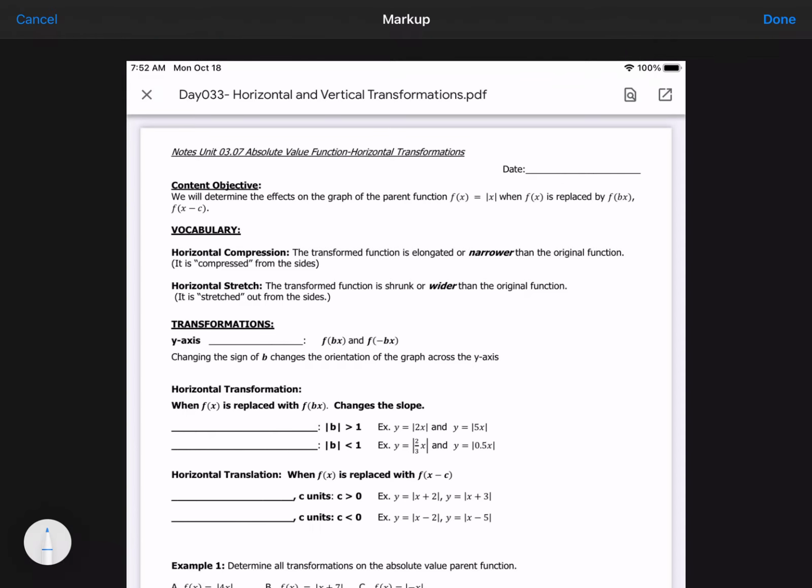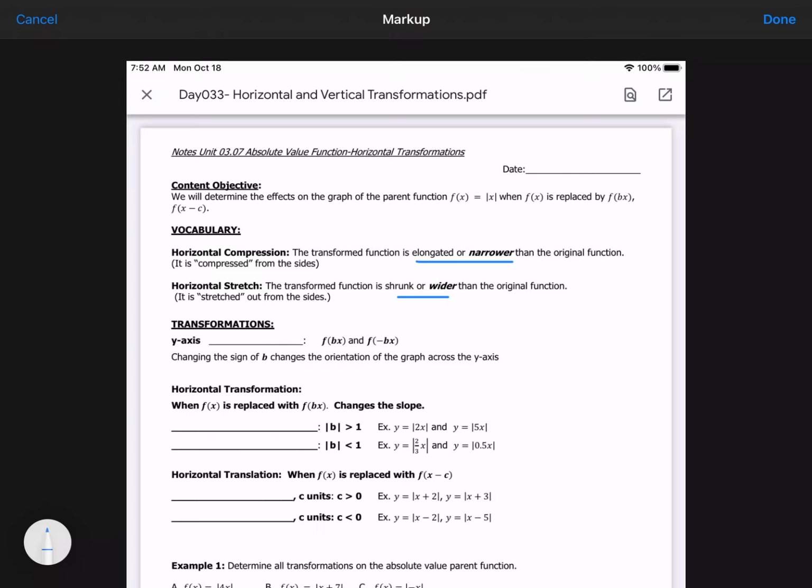Horizontal compression, we have a couple of vocabulary terms, horizontal compression and horizontal stretch. With horizontal compression, the function is narrower than the original function. It's basically compressed from the sides. It's pushed in, closer to the y-axis. And then horizontal stretch is when the function is wider than the original function and it's stretched out on the sides. It's farther away from the y-axis.